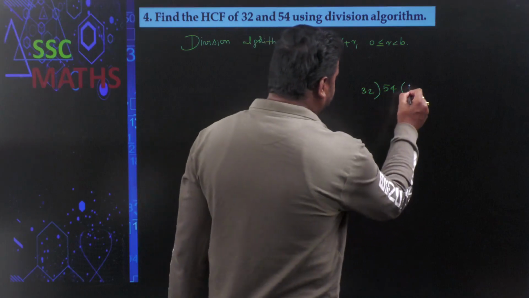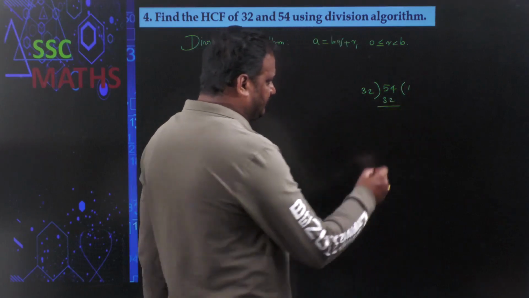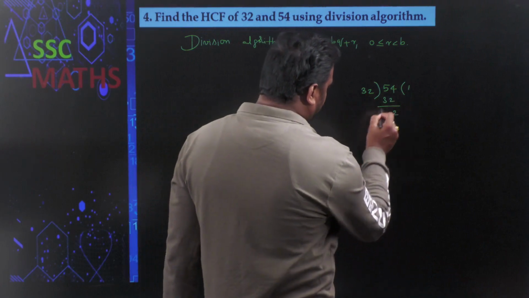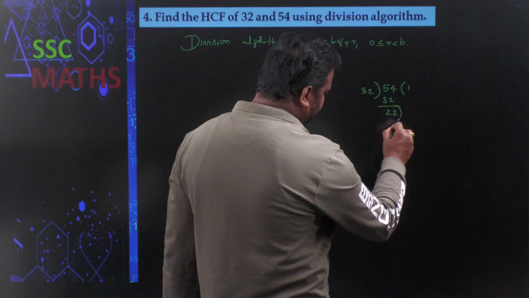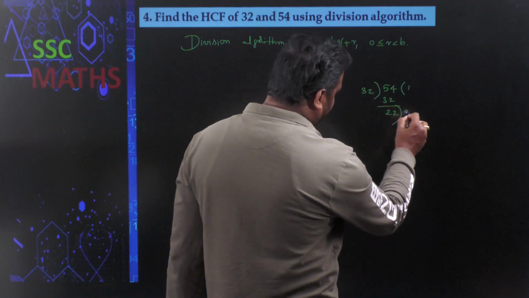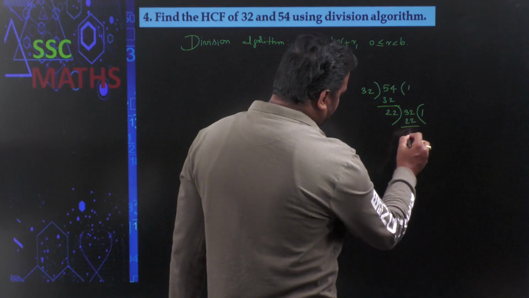So 32 ones are 32, because 32 twos are 64, which is more than 54. Now subtract: 4 minus 2 is equal to 2, 5 minus 3 is equal to 2. Now this remainder becomes the dividend, right? So 22 ones are 22, and now 2 minus 2 equal to 0, 3 minus 2 equal to 1.